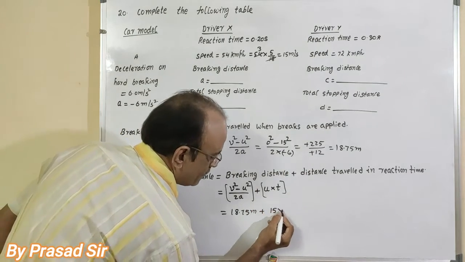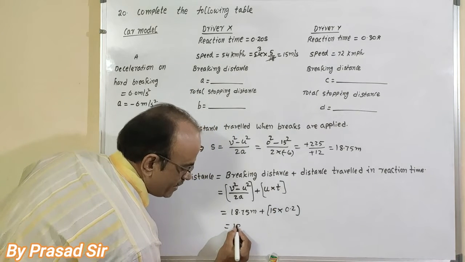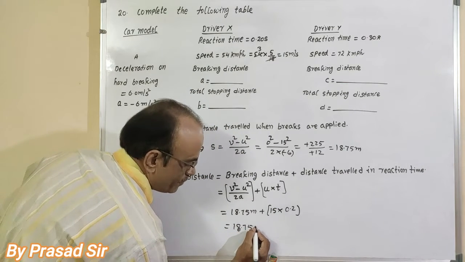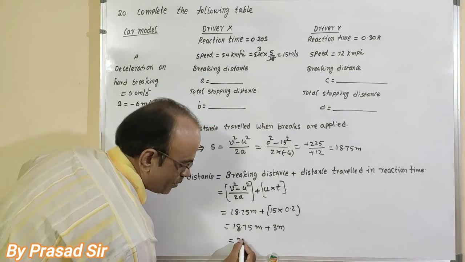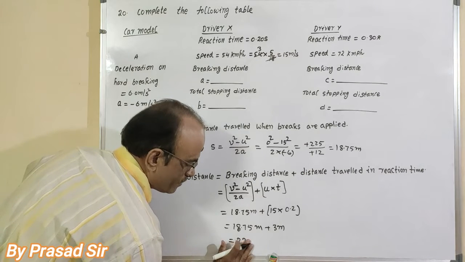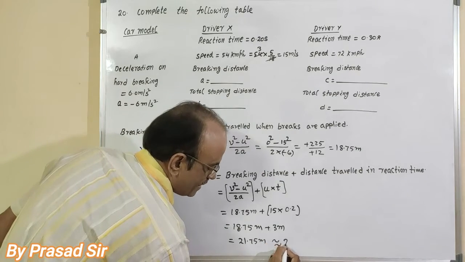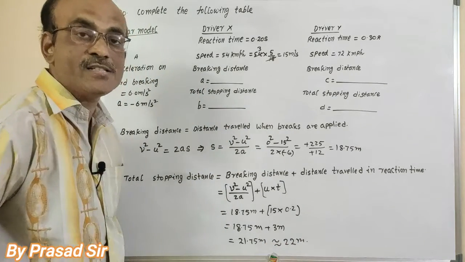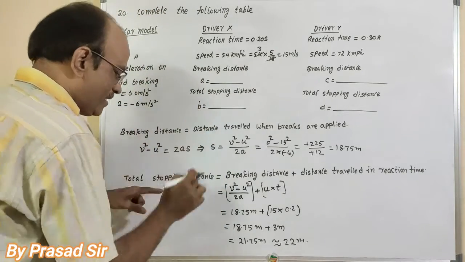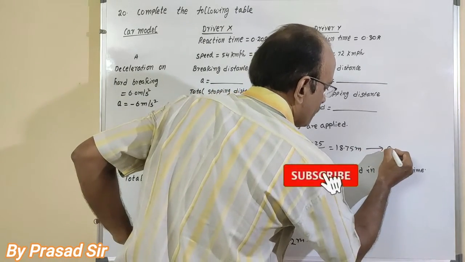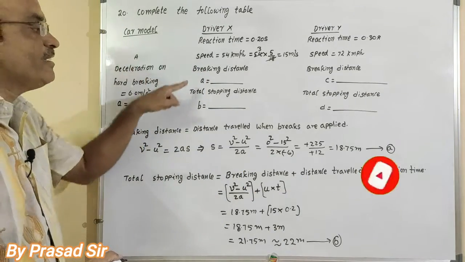Here this one, 18.75 meters, plus velocity 15 into time 0.2. On multiplication we are getting 3 meters. So 18.75 meters plus 3 meters is equal to 21.75 meters. Make it round, that is nearly 22 meters. This is the solution for options A and B. So this is the A and this is the B for driver X.